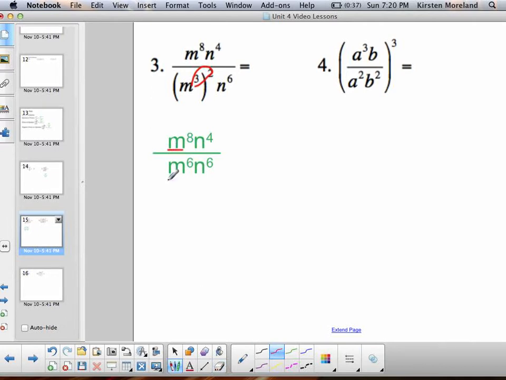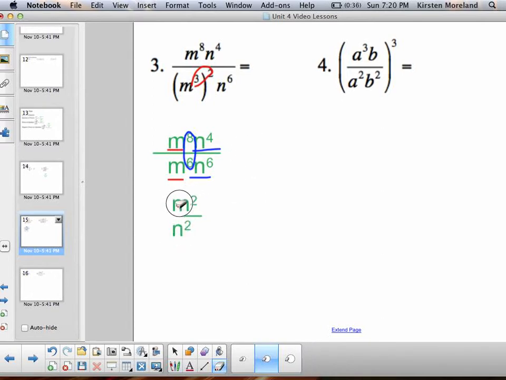So notice I have an m and an m, and an n and an n. So I can subtract the m's exponents. So 8 minus 6 leaves me with m to the 2nd. And when I do 4 minus 6, I get a negative 2. Or in other words, the bigger exponent's on the bottom, so I'm going to be left with n to the 2nd on the bottom.